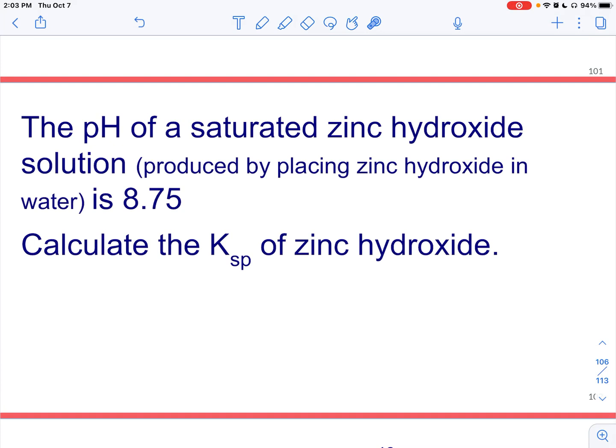All right, so let's take a look at a type of problem that would be given. The pH of a saturated zinc hydroxide solution, which was just, we didn't precipitate anything, so we don't have to worry about that stuff we were talking about in the last video. We just took zinc hydroxide and put it in water, is 8.75. Calculate the KSP. So let's write our reaction and our KSP expression.